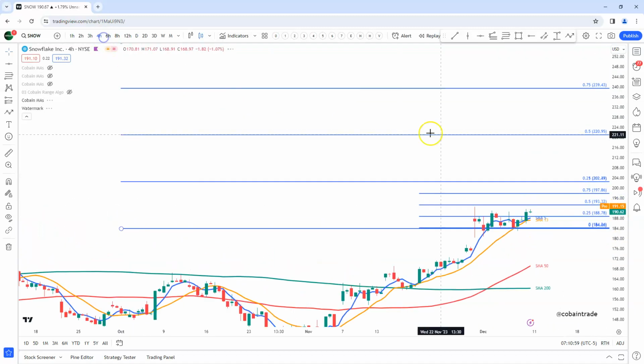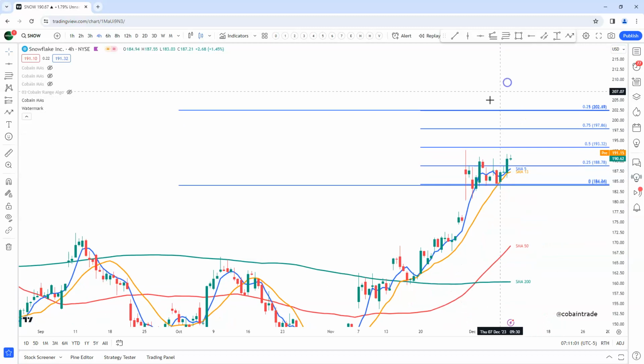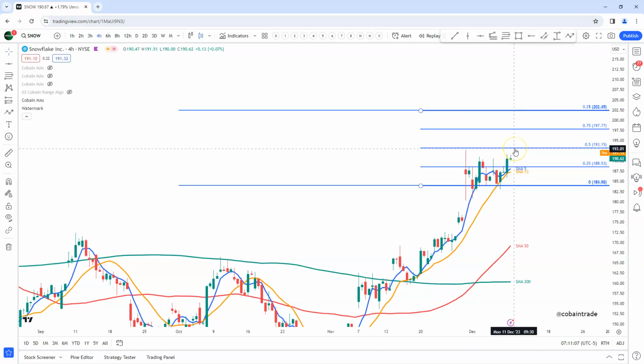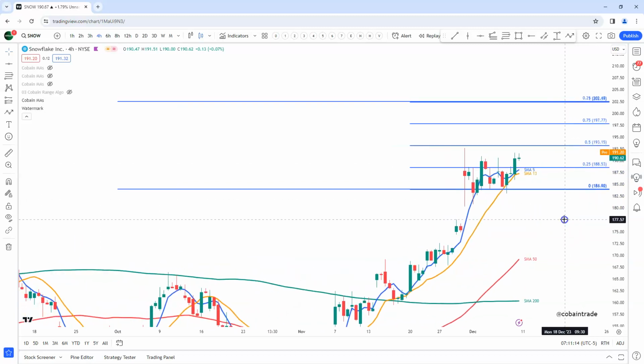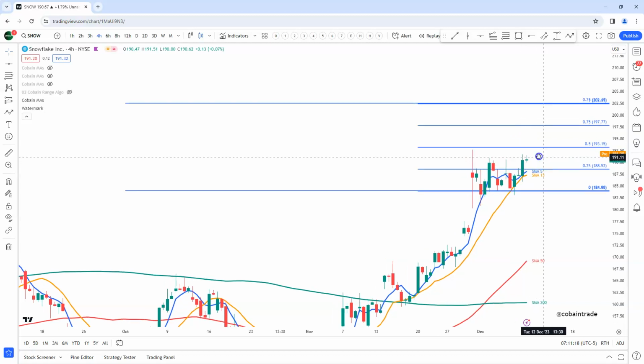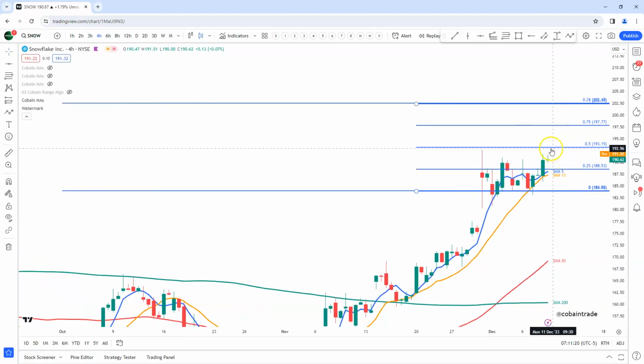We can come down to 4 hour now. We're clearing the 0.25. And it looks like we are heading up pre-market. It's just that really, pre-market can change completely. But it's an early indication that we could be heading up to the 193. Tried to get up there before, got rejected, and now we're testing it again.